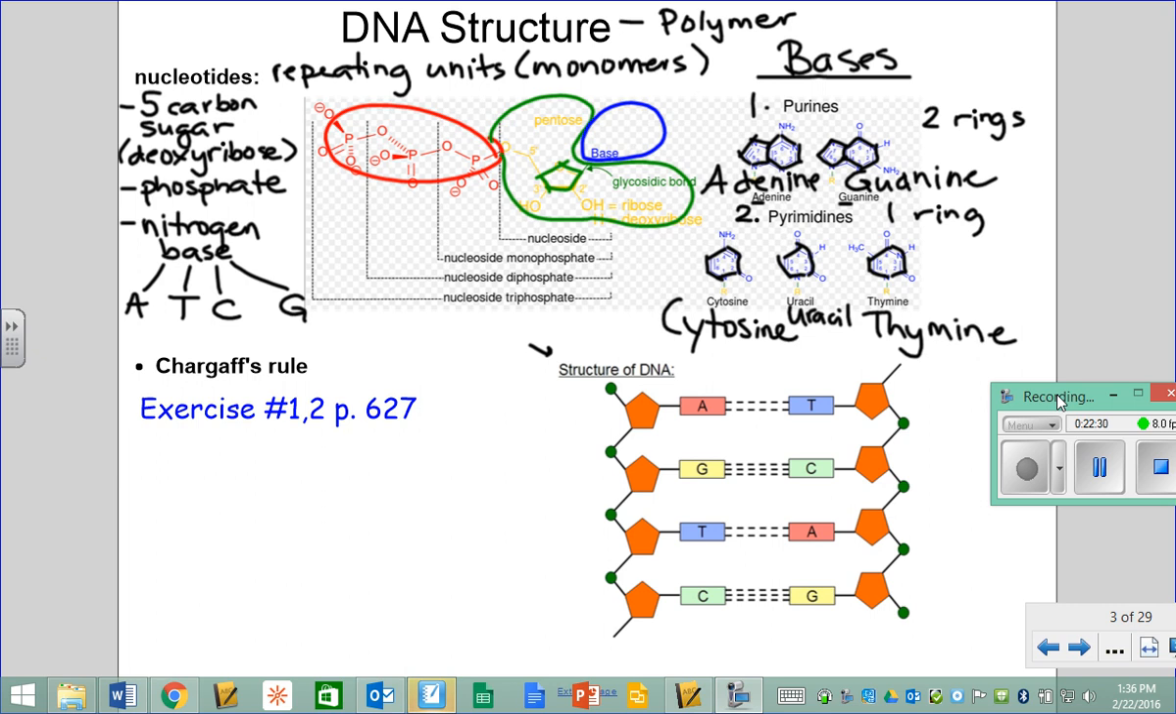So the way I remember this is that the longer word is the smaller structure. Pyrimidine is a longer word, but they only have 1 ring. Purine is a shorter word, but they have 2 rings.